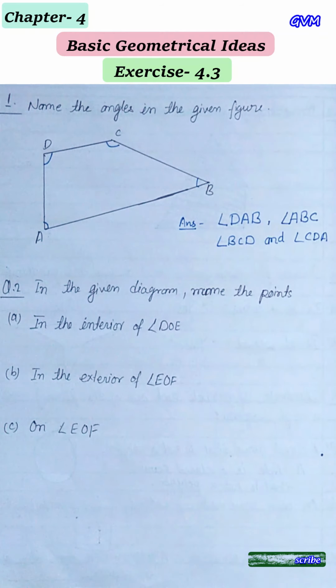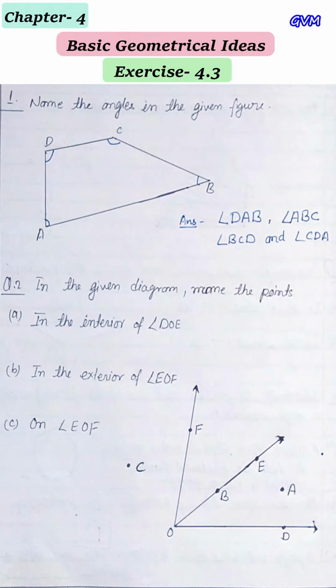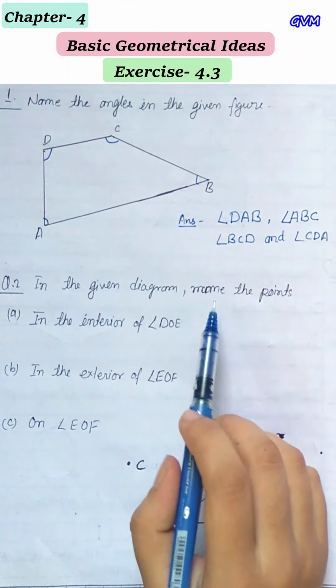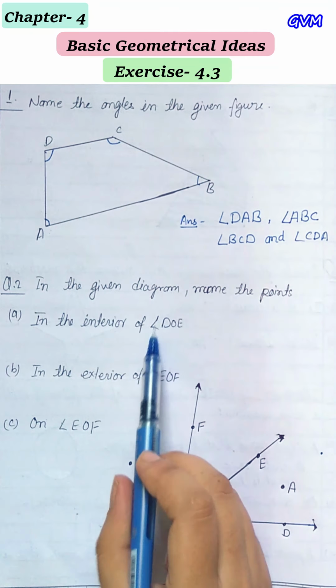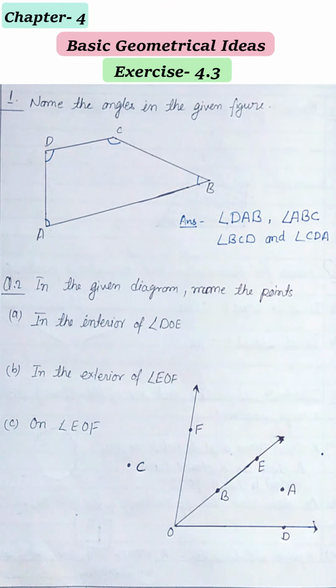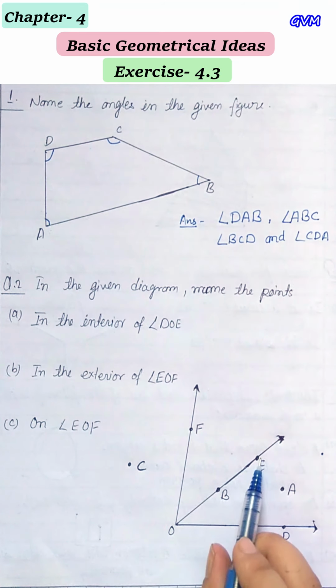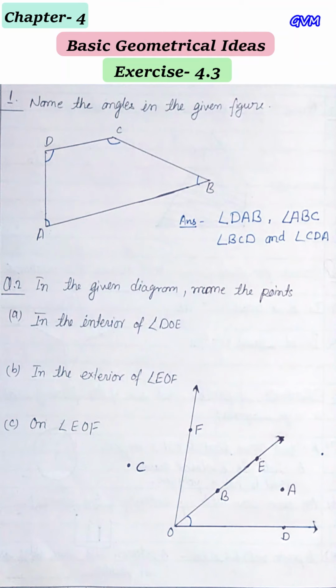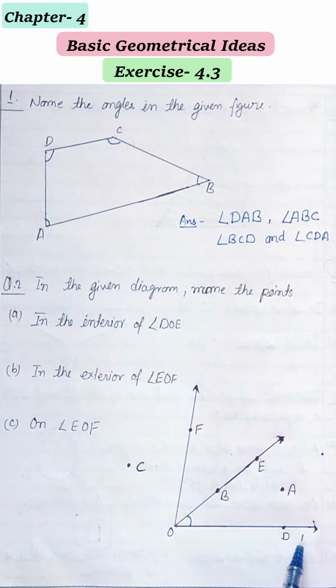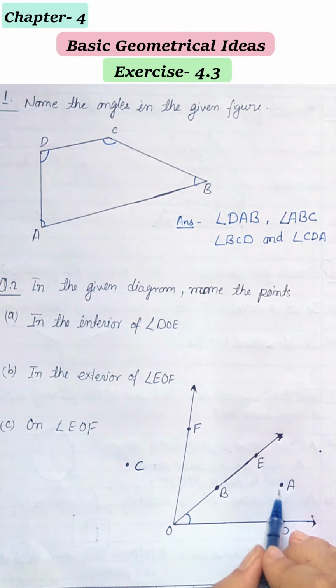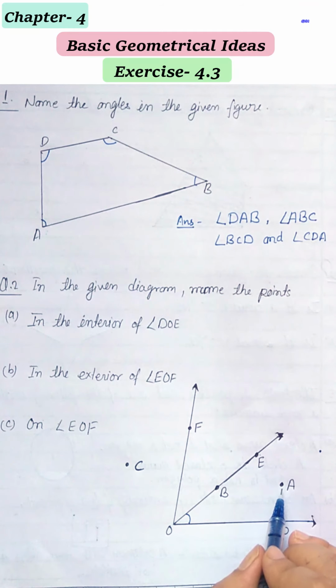Now let's move to question number 2. In the given diagram, name the points. A part: in the interior of angle DOE. So first let's find out what is angle DOE. This is the first point D, this is O and this is E. That means this angle we are talking about. So in the interior of angle DOE, we have this point A.